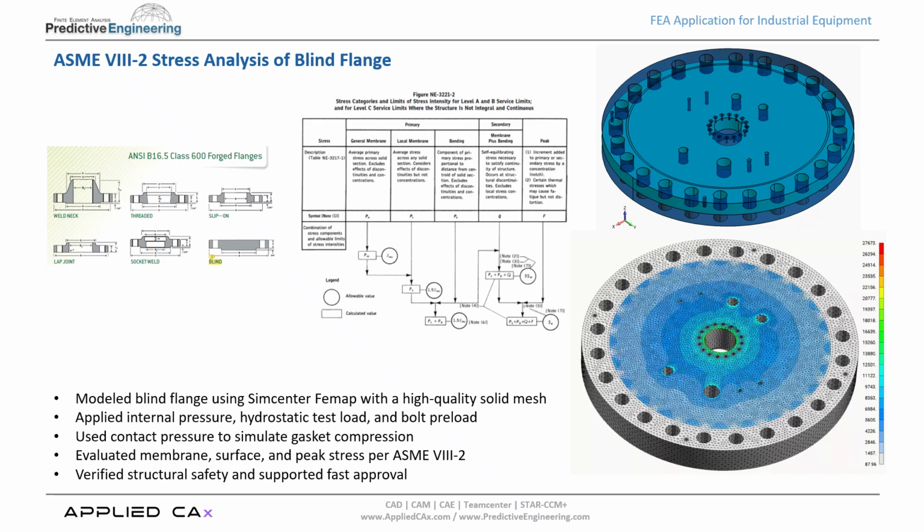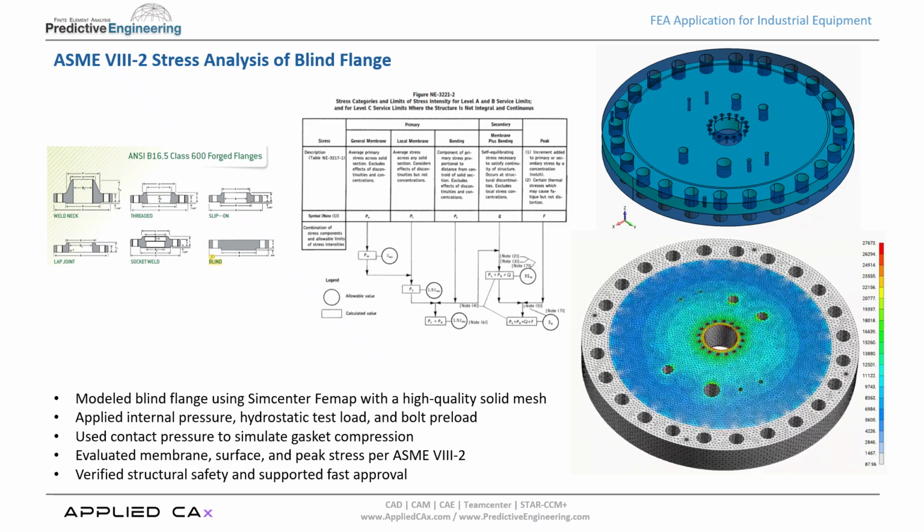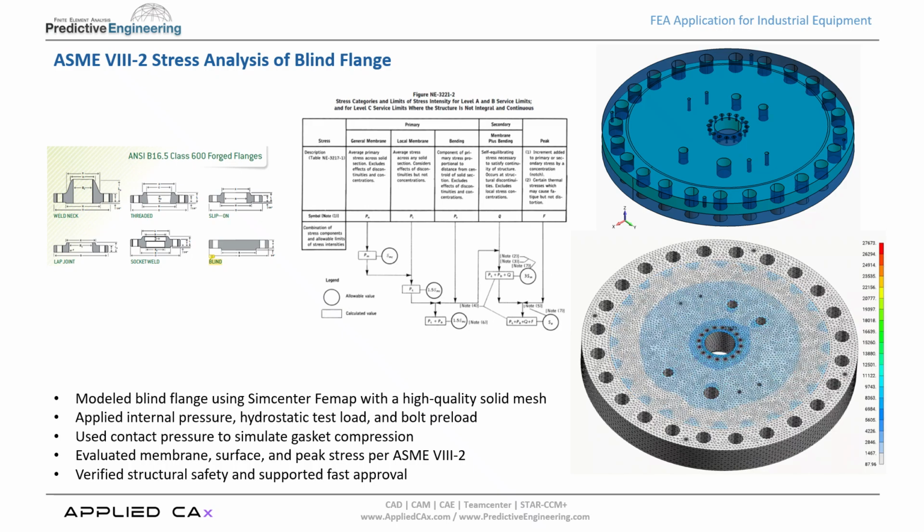As part of our ongoing work supporting ASME design validation, we performed a detailed stress analysis on a blind flange to ensure compliance with ASME Section 8 Division 2. The model was built in SimCenter FEMAP using a high-quality solid mesh to ensure accurate stress distribution and realistic deformation behavior. We applied internal pressure, hydrostatic test conditions, and bolt preload as contact pressure on the gasket surface.